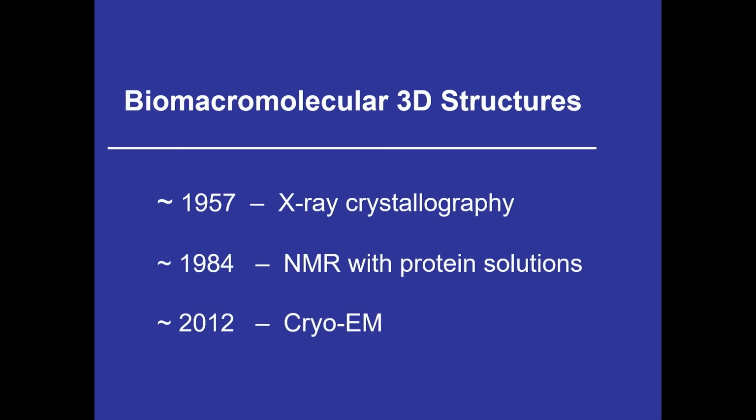So, three-dimensional structures are the key to understanding function of proteins. They are the key to many things, from biomedical research, drug development, agriculture, and so on. The methods to determine three-dimensional structures are X-ray crystallography, which has been successful since about 1957, NMR, nuclear magnetic resonance in solution, since about 1984, and cryo-electron microscopy only very recently. I put here since 2012, but really it has been effective only since about 2016.